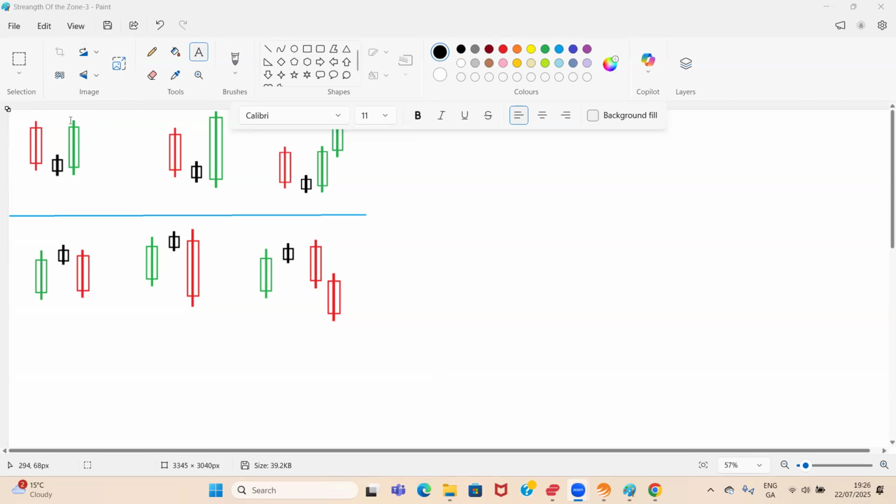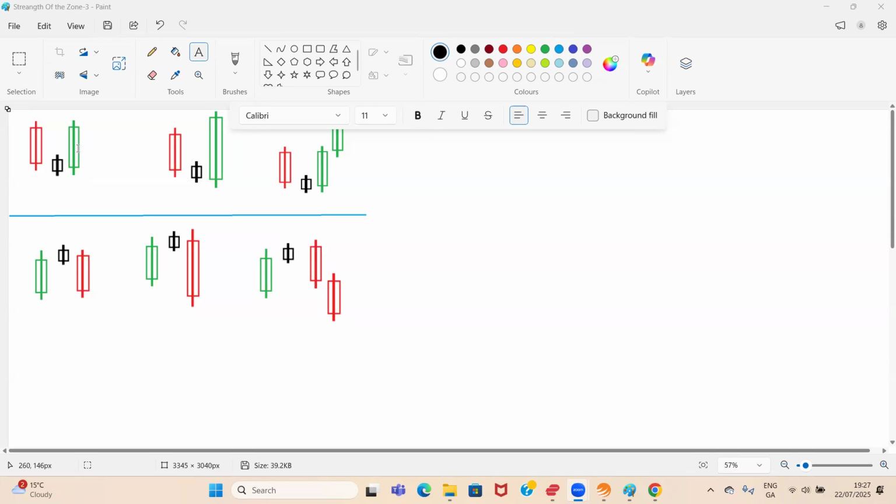But what it is basically, right? So if you are writing it down, just write it down. Take a note of this. When you see a pattern of this, it is called a zone. What is it called? A zone. If the third candle in the zone, that means this candle in the zone, is green, it is called a demand zone.